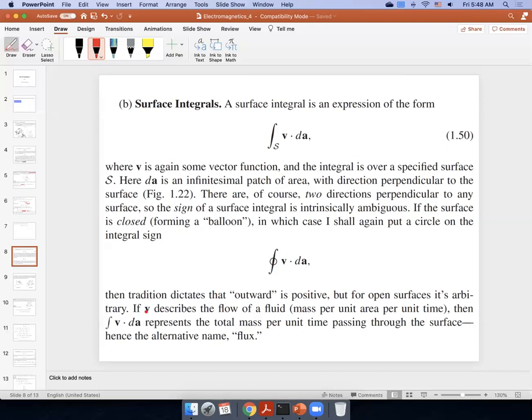Here is a physics meaning of the surface integral. If the function v, a vector function, describes a flow of fluid or mass per unit area per unit time, then the surface integral represents the total mass per unit time passing through the surface, or what we call flux. So this is a physics meaning of the surface integral.